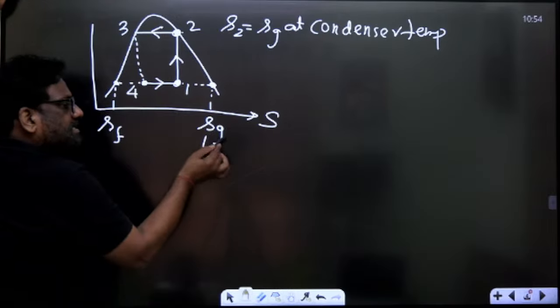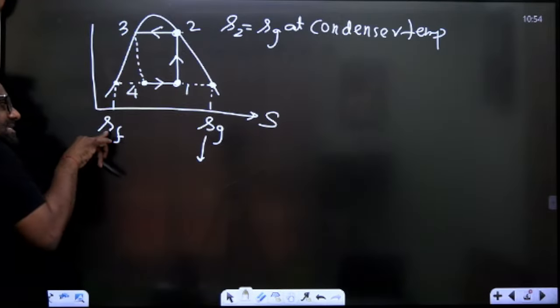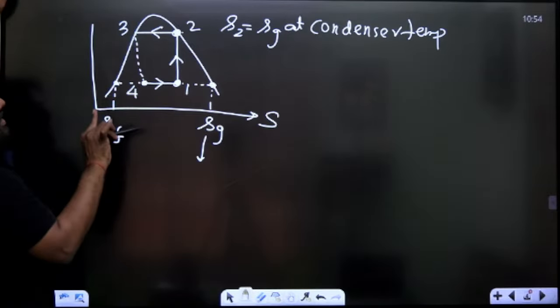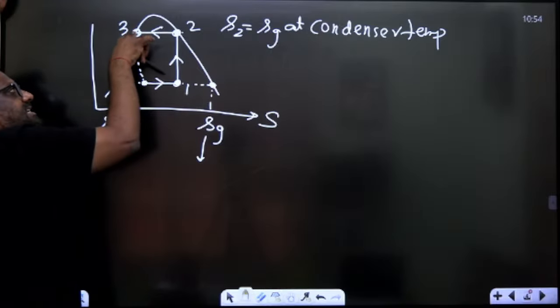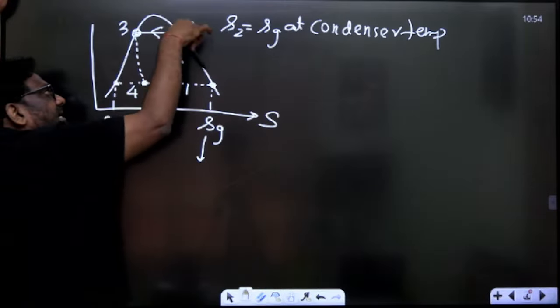Where is this? It is the saturated vapor entropy at the evaporator temperature. It is the saturated liquid entropy at evaporator temperature. It is the saturated liquid entropy. It is the saturated vapor. And what is S3, sir? S3 is Sf at the condenser temperature.